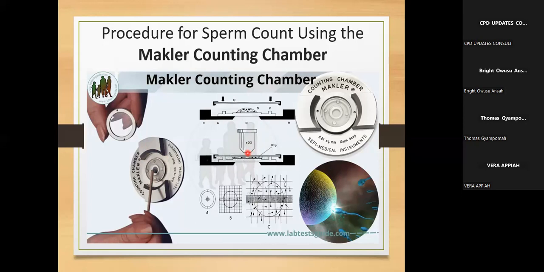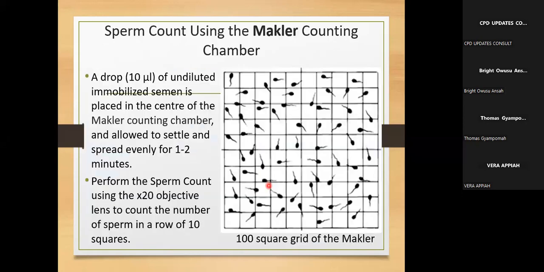I've made myself very clear. Good. And then you are going to get the squares like this. So 10 diagonally, 10 across, 10 down, that give you 100. And if you count sperms in any 10 of them, for it to be represented, like I said, you can count diagonally like this. And then you are going to get a certain number of sperms. If you get 35, it is 35 million per mil. As simple as that.